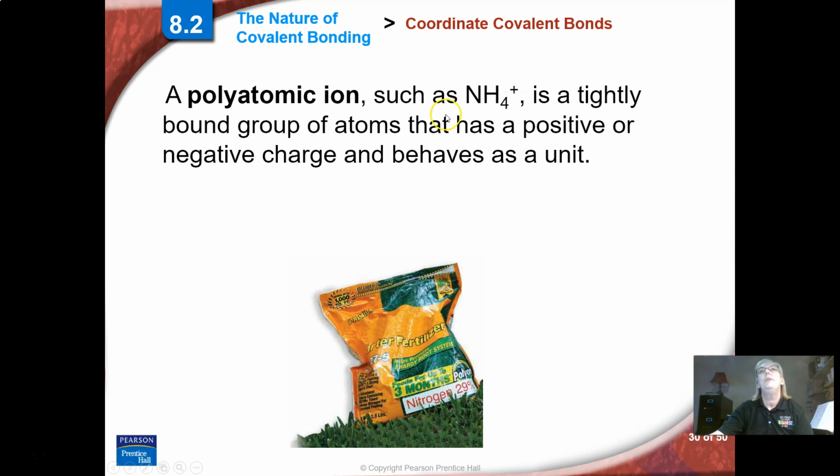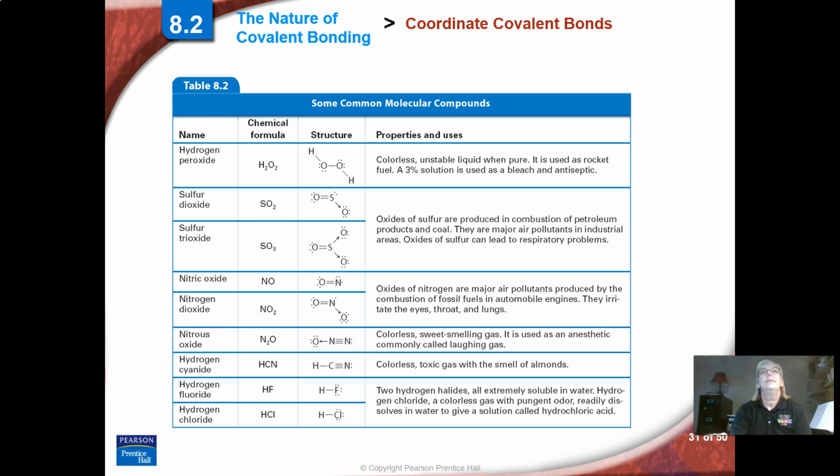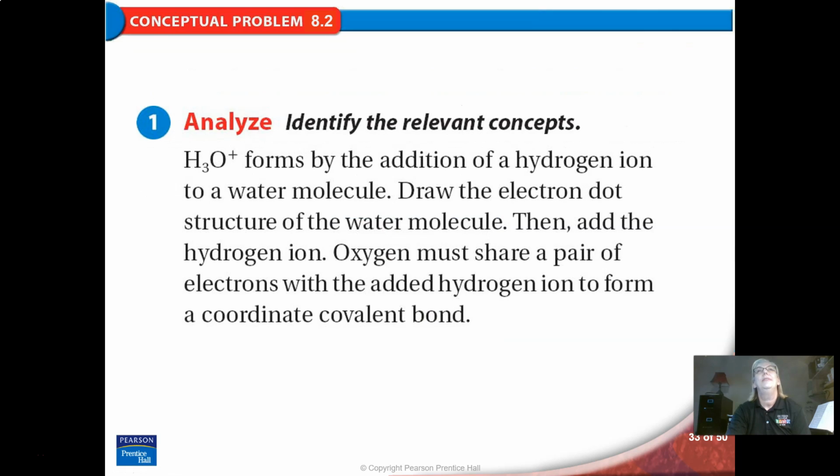So ammonium is the only one with a positive polyatomic that we need to memorize. And it's good for fertilizing plants. These are the ones, sorry. Let me move on to that. That's not what we need. Here's another polyatomic that we'll use a lot in this class. It's called hydronium, and this is the formula for it.